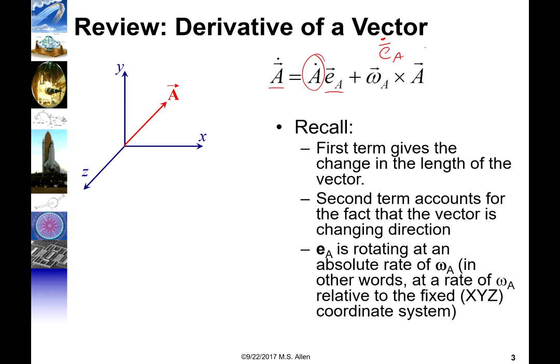Another way we've written this is as A times omega cross EA. For a scalar A, that works just fine. So, in any event, we can use this same idea to derive the motion using a moving reference frame.